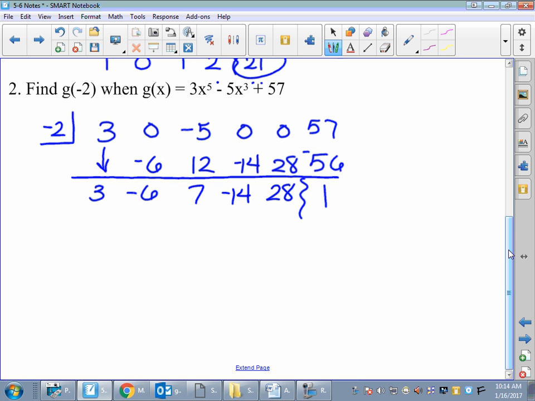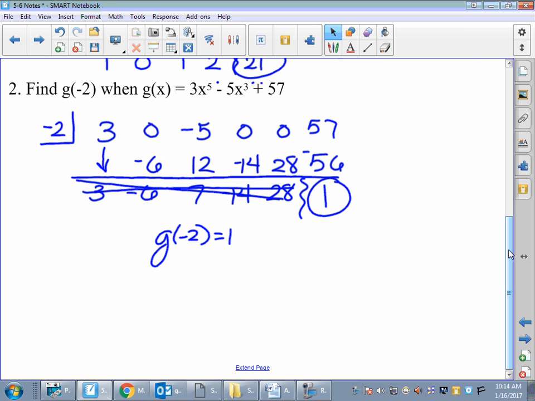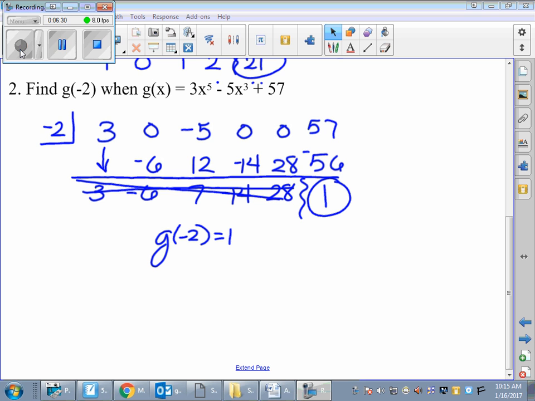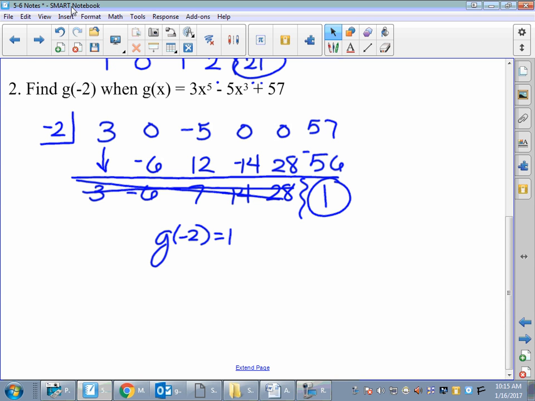So really, when you use synthetic substitution, you're not too worried about everything else. We're going to ignore all of this stuff, and we're only worried about that number there. This is your proof that you did it. But G of -2 is equal to 1. So that's the first half of our lesson, is to use synthetic substitution, you interpret the remainder, and you find the value of the function.